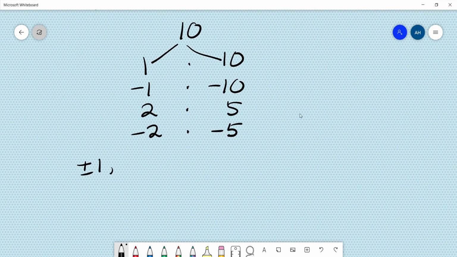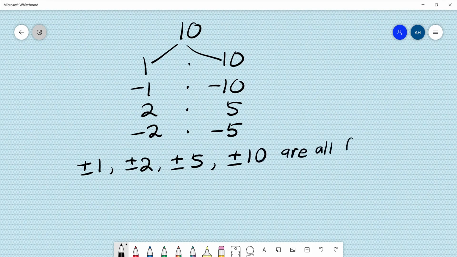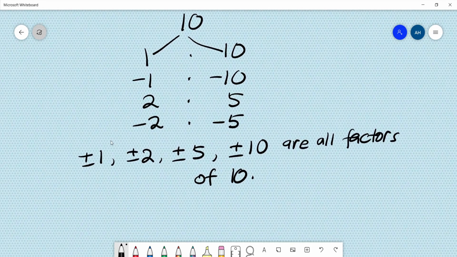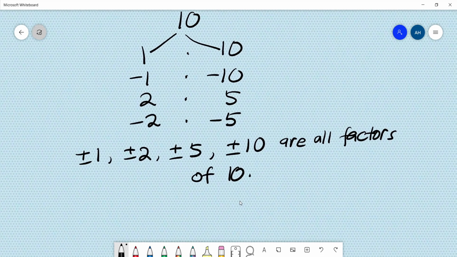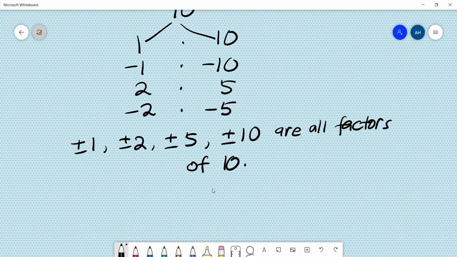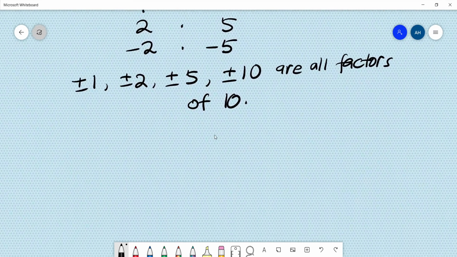Now all these numbers, that is positive negative 1, positive negative 2, positive negative 5, and positive negative 10 are all factors of 10. That is, if we divide 10 by any of these numbers, we'll get the remainder equal to 0.